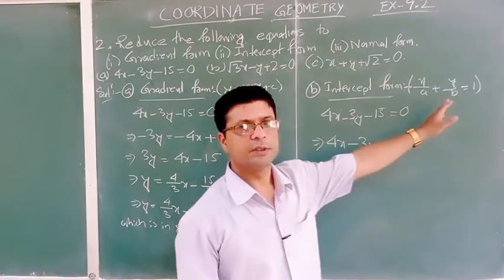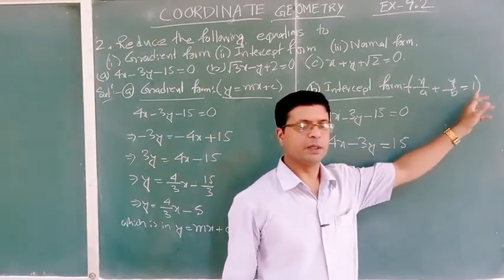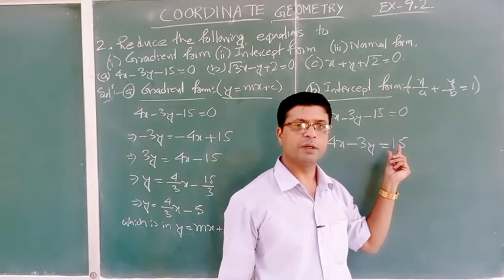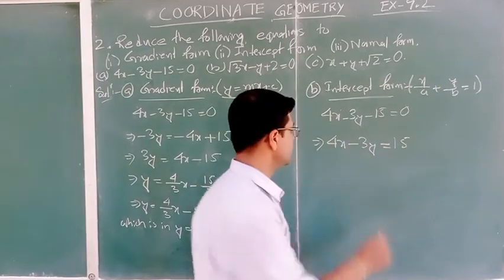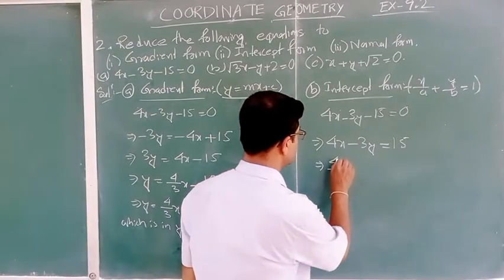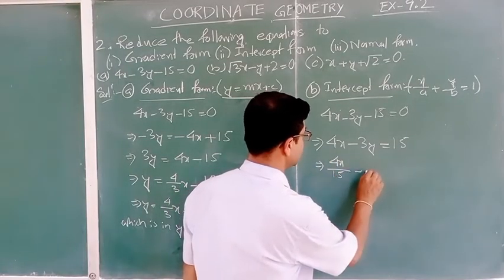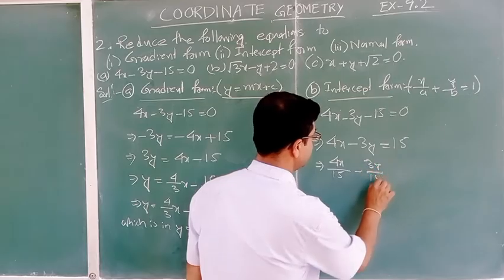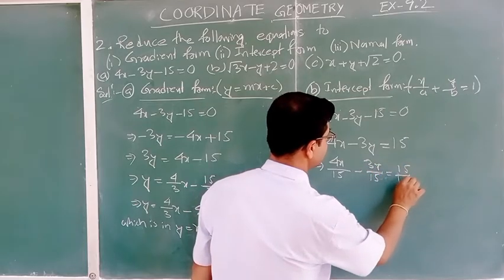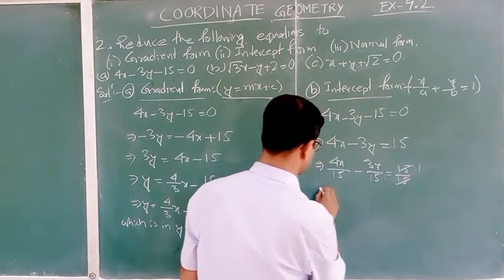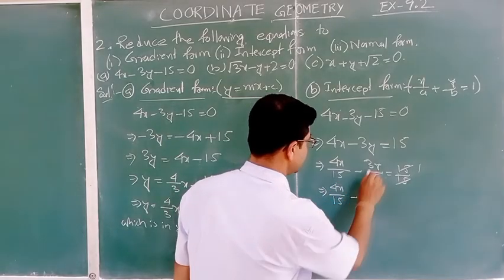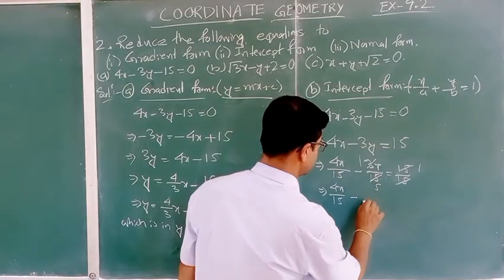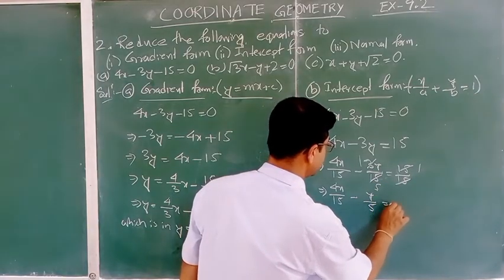Now dear student, you can see that here the right hand side is 1. So here we have to write 1. How can we write 1? We will divide each term by 15. So let us do this. 4x by 15 minus 3y by 15 equals 15 by 15, which is 1. So next what we do? 4x by 15, this is cancel. This is 5. So this is y by 5.